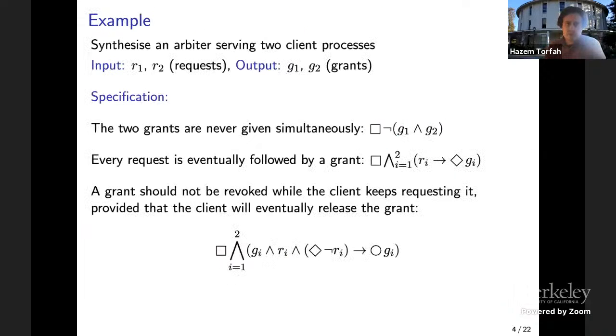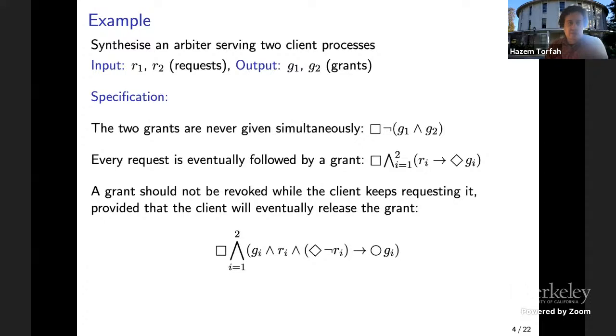Assume we have a specification for an arbiter, and let's say the arbiter is serving two clients that are sending requests to access the shared resource via the signals R1 and R2. Then the arbiter decides to grant them access via the signals G1 and G2. The specification requires that only one of these clients enters the shared resource. So one part of the specification will include the property of mutual exclusion, where only one grant at a time is given to each of the clients.